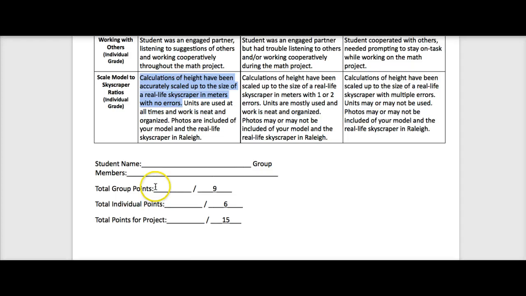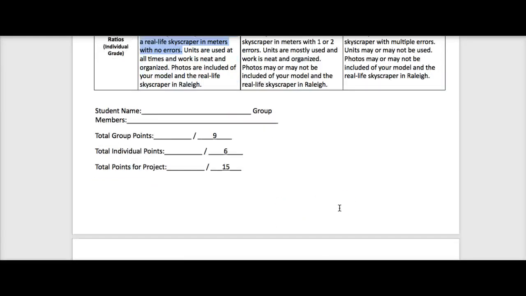You'll get your total group points out of 9 points possible. Total individual points is 6 points possible, and then your total points overall for the project. There's 15 points possible for the math portion. I will then change that into a percentage, or you can change it to a percentage, and that'll be a minor grade in your math class.